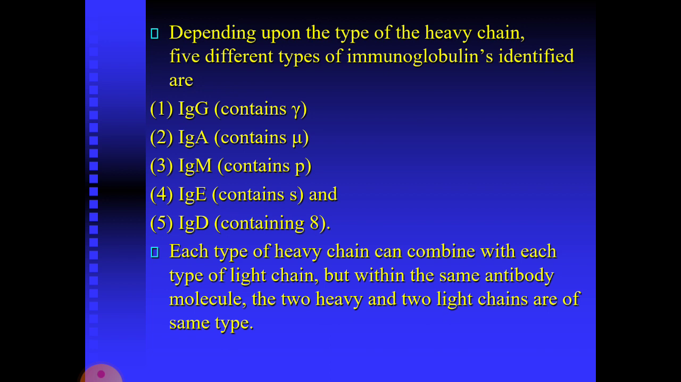Depending upon the type of heavy chain, 5 different types of immunoglobulins are identified: IgG containing gamma, IgA containing alpha, IgM containing mu, IgE containing epsilon and IgD containing delta. Each type of heavy chain can combine with each type of light chain, but within the same antibody molecule, the 2 heavy and 2 light chains are of the same type.